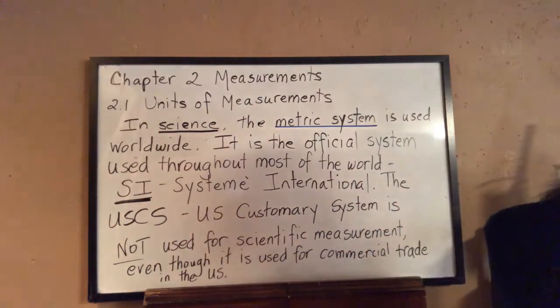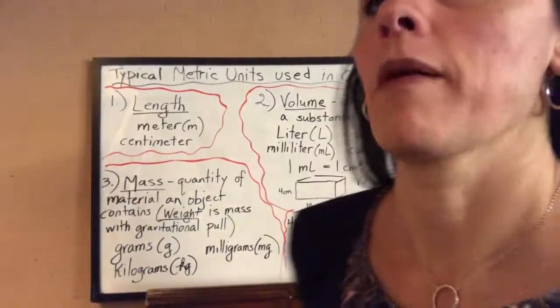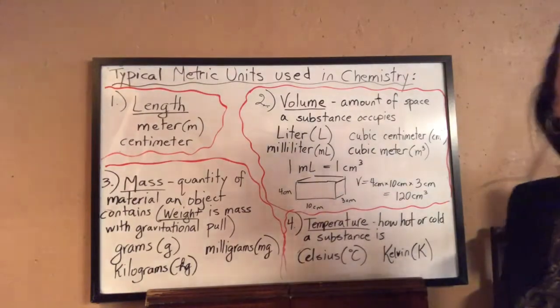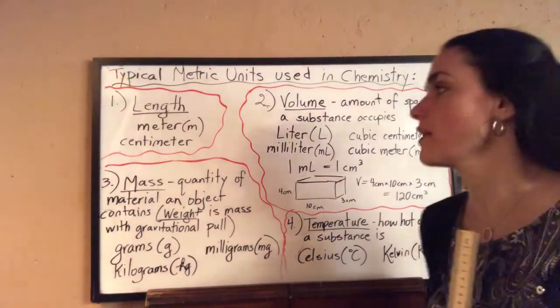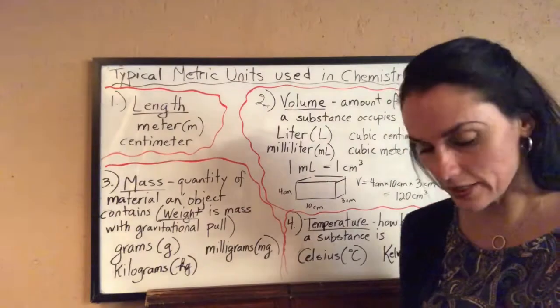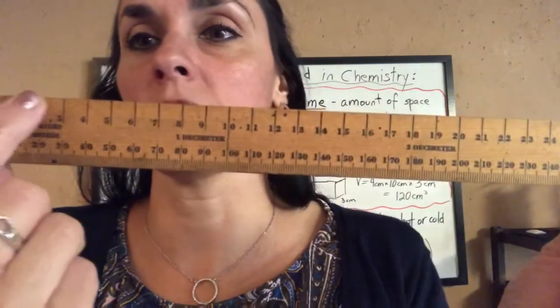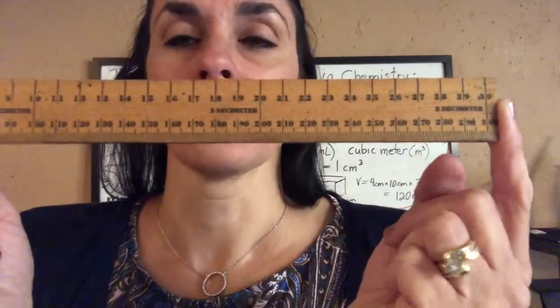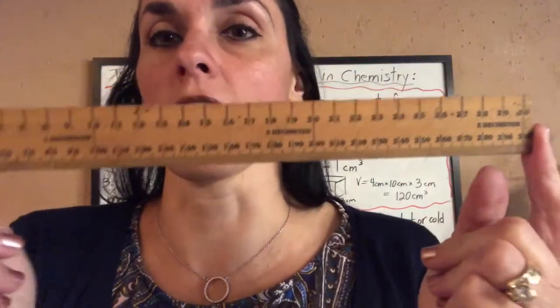Let's look at typical units that are metric units that are used in chemistry. Typical metric units used in chemistry. Let's go through typical units of length, volume, mass, and temperature. Typical units of length that are used in chemistry are the meter and the centimeter. So here's a ruler with centimeters. And you're probably all familiar with this type of ruler. Usually they're sold with inches on one side and metric centimeters on the other side.